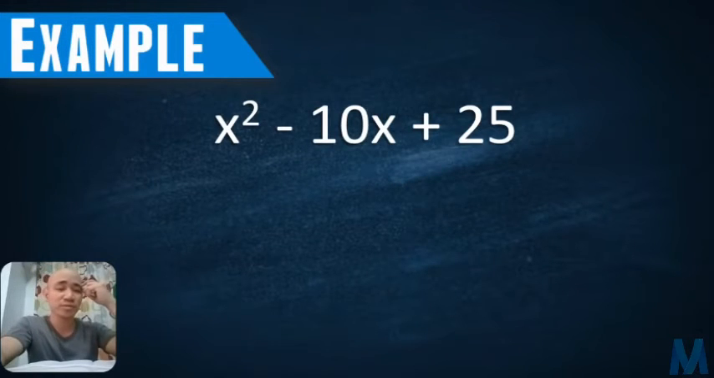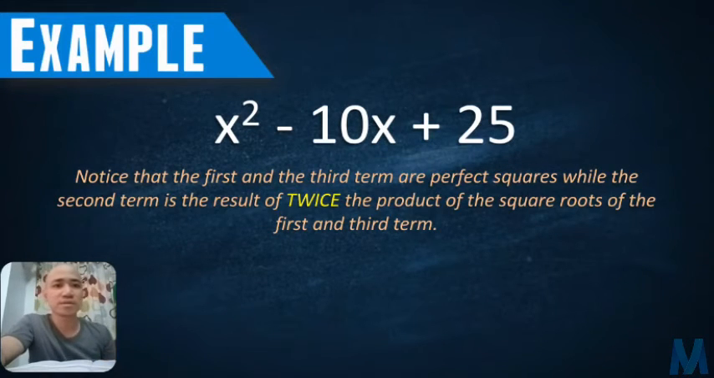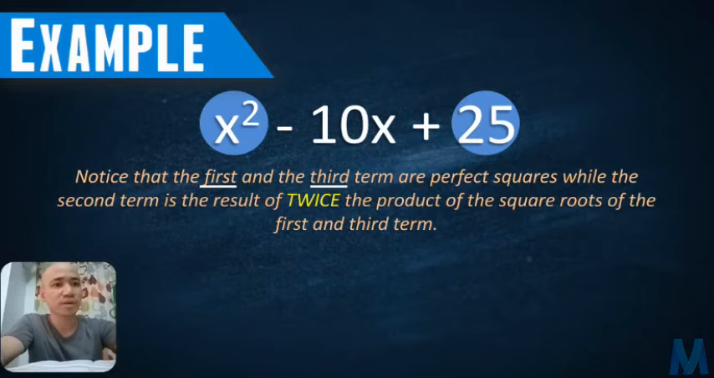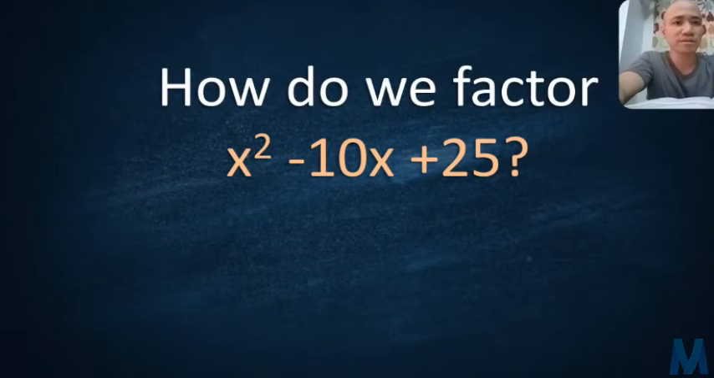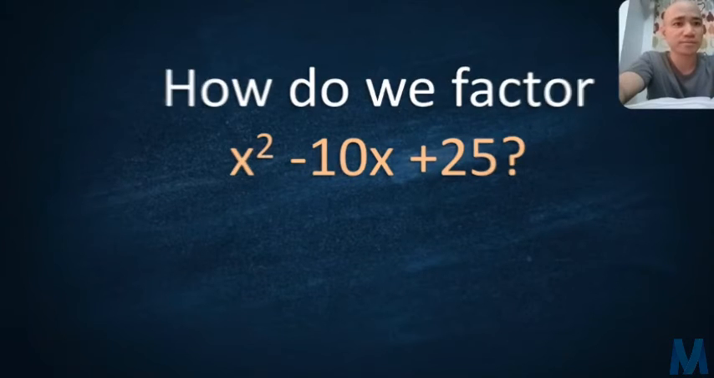Okay, another example, we have x squared minus 10x plus 25. So notice that the first and the third term are perfect squares. Again, ang x squared kagang 25 are perfect squares, while the second term is the result of twice the product of the square roots of the first and third term. Now, how do we factor out x squared minus 10x plus 25?